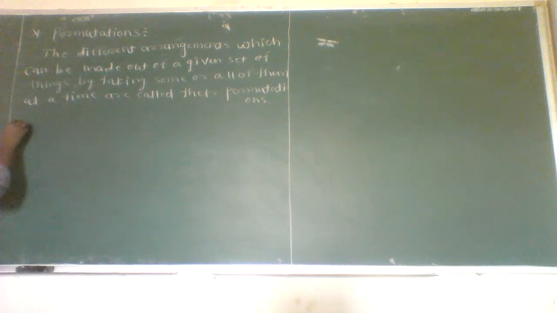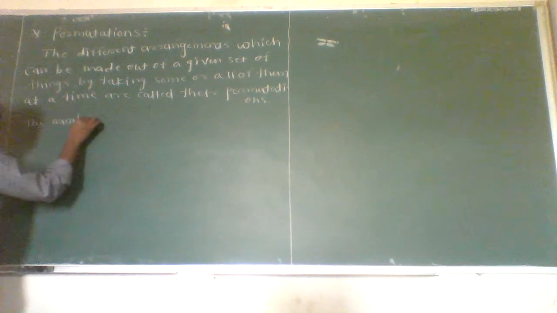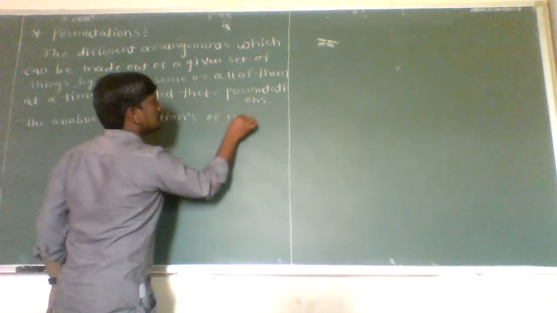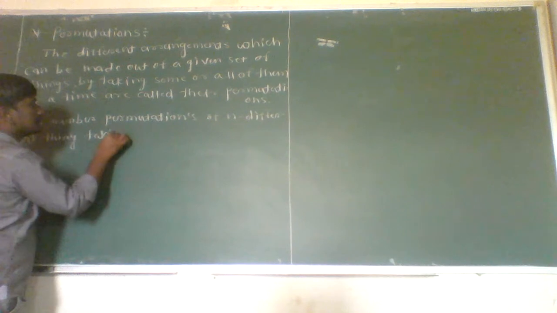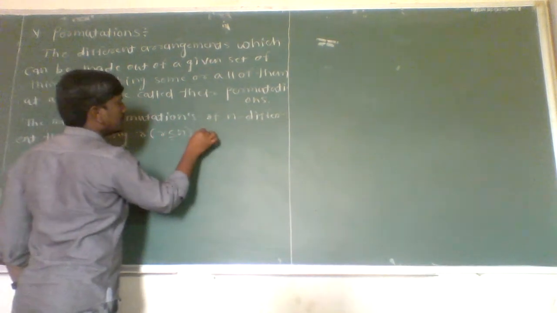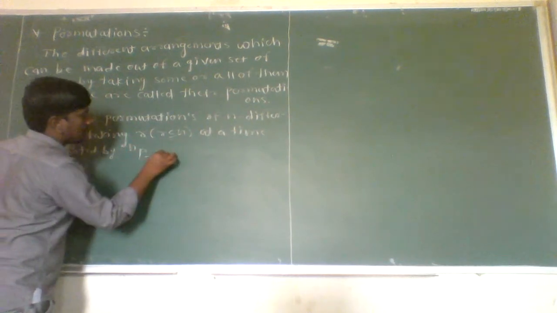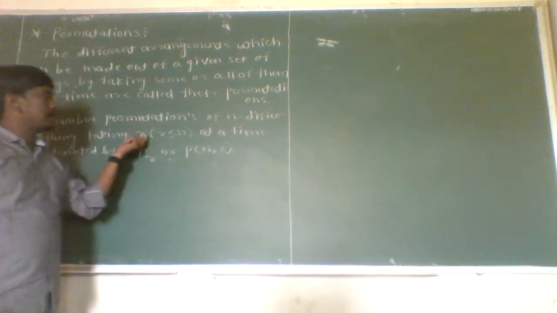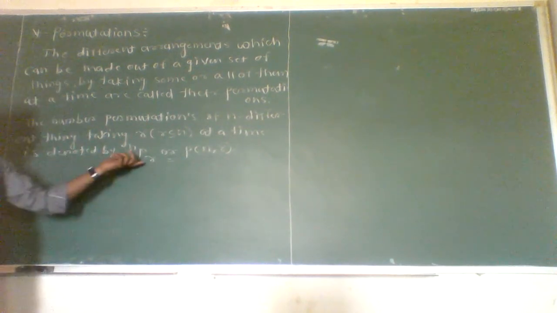The number of permutations of n different things taken r at a time, where r is less than or equal to n, is denoted by nPr or P(n,r). So the number of permutations of n different things by taking r among these n at a time is denoted by this symbol nPr or Pnr.